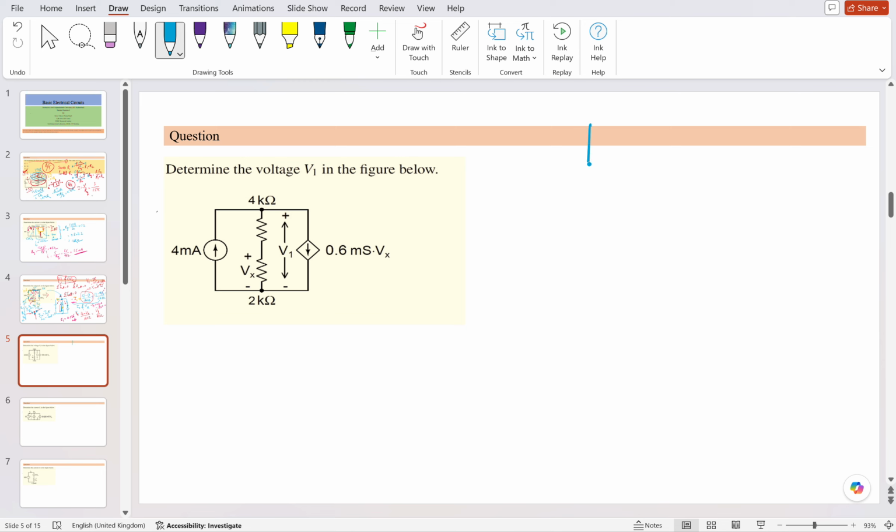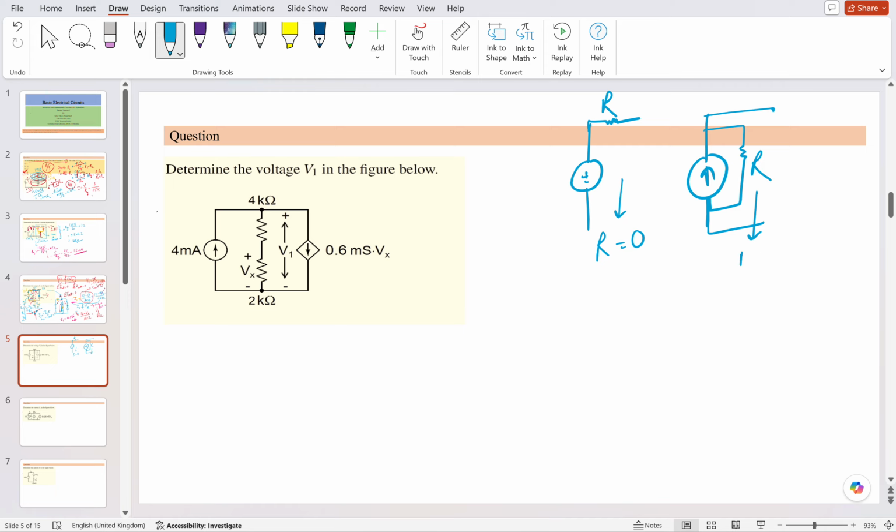Suppose there is an ideal voltage source or a current source. Usually a resistor which comes into the picture with a voltage source is in series, and the internal resistance of a current source is in parallel. In the ideal circuit, for a voltage source R is 0, and for an ideal current source R is infinite. It means it will be open circuited here and shorted here.